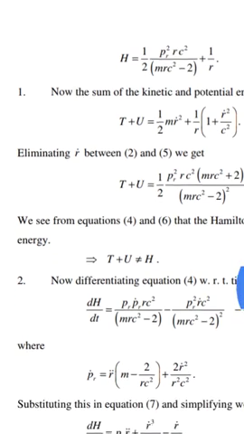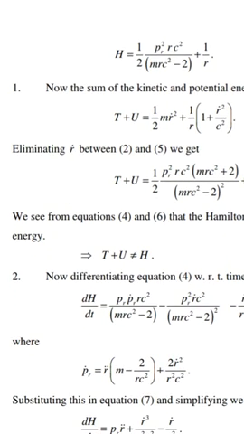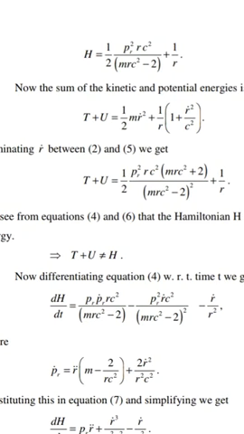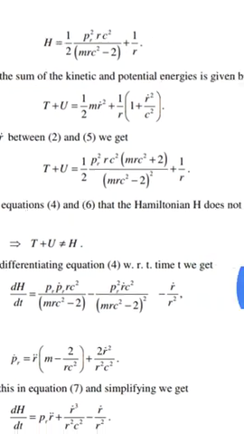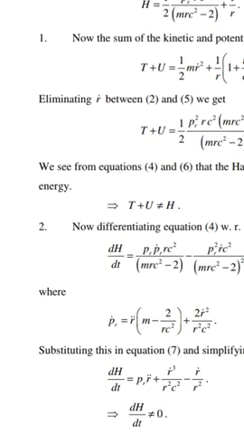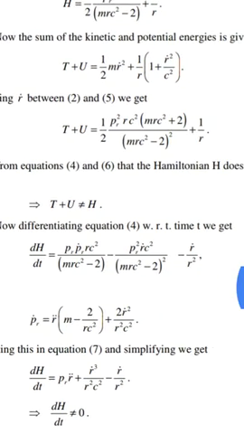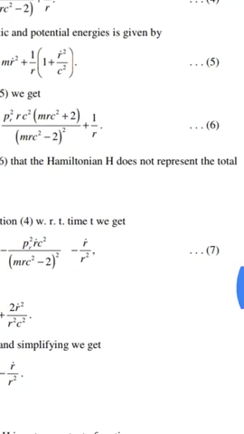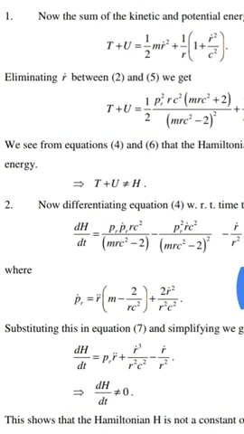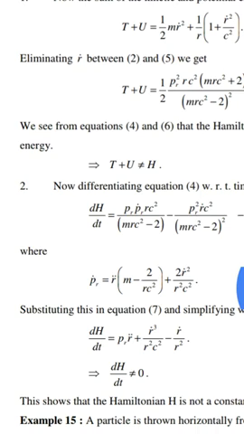Eliminating r dot between equations 2 and 5, we get T plus U is equal to 1 by 2 pr square r c square into m r c square plus 2 divided by m r c square minus 2 bracket square plus 1 by r. We see from equations 4 and 6 that the Hamiltonian H does not represent the total energy. T plus U is not equal to H.